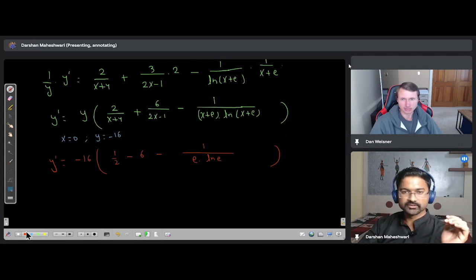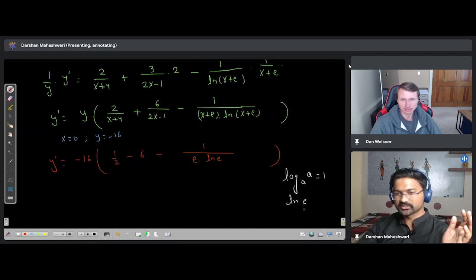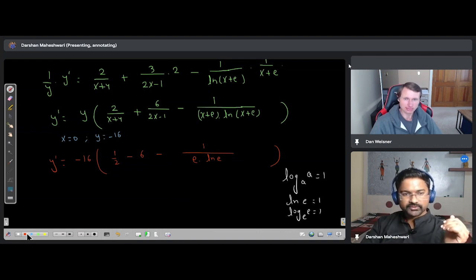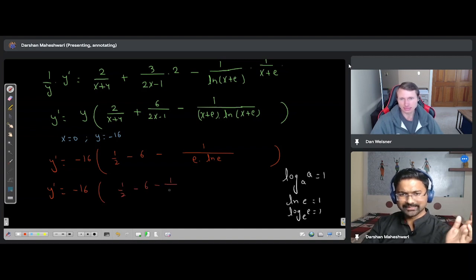Another way to understand this is log of A with base A is just 1. So ln e is basically log of e with base e, which is just 1, right? So it's good for us. y prime is equal to negative 16, 1 half minus 6 minus 1 over e.